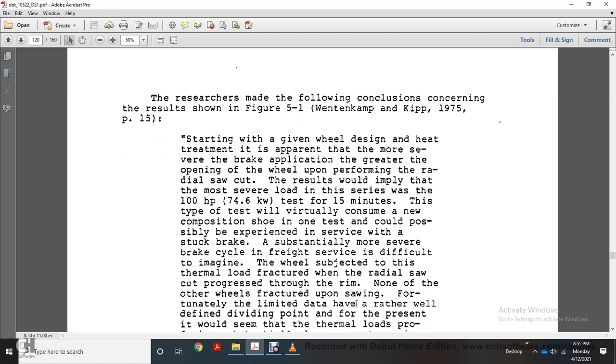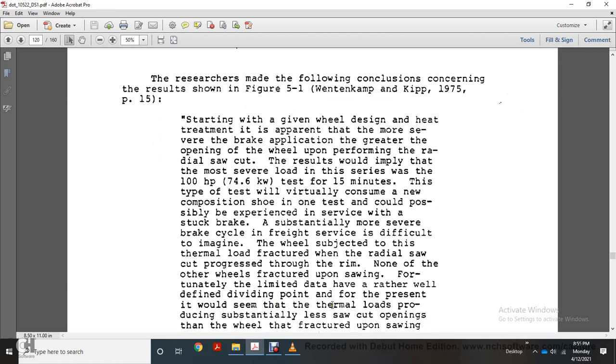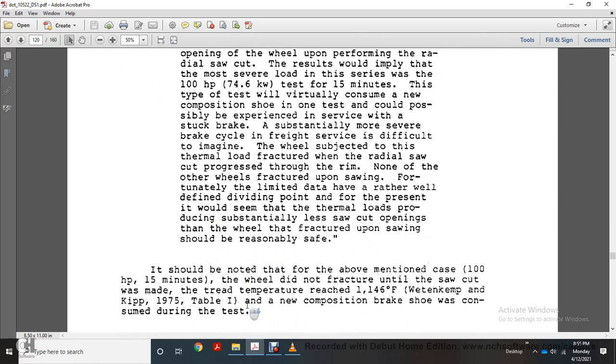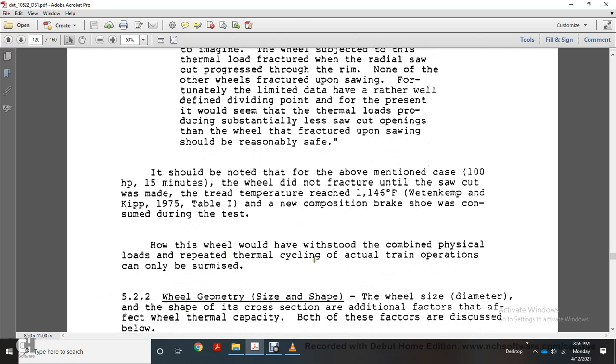For the unfortunately limited data, there is a rather well-defined dividing point for the present, and thermal loads producing substantially smaller saw cut openings, where the wheel did not fracture upon sawing, should be reasonably safe. It should be noted that in the above mentioned case of the 100 horsepower, 15 minute test, the wheel did not fracture until the saw cut was made. The tread temperature reached 1,146 degrees Fahrenheit. Wetmore and Camp, 1975, table 1: the new composition brake shoe was consumed during the test. How the wheel would survive the combined physical loads of the repeated thermal cycle in actual train operation could be summarized.